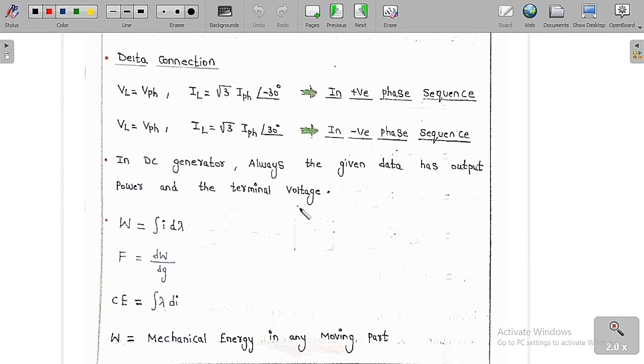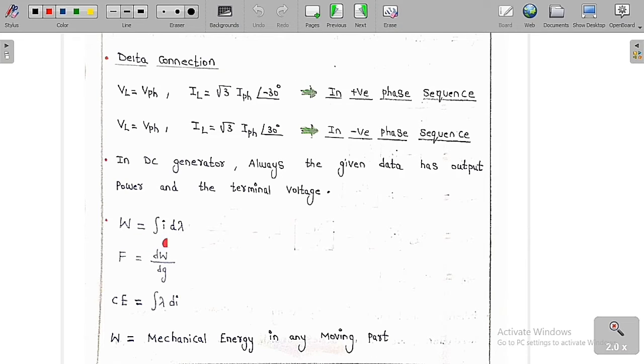So always in a DC generator, whatever data they give in the question is basically the terminal voltage and the output power. In a DC generator, the given data are the output power and the terminal voltage.